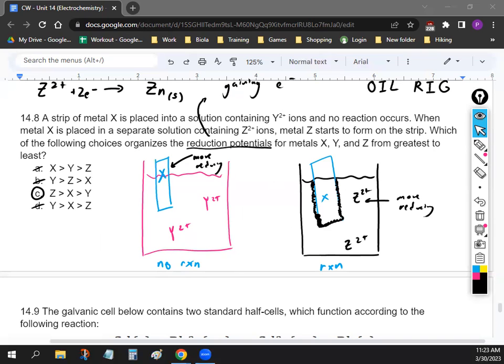So that's how we can look at problems that have reduction potential. And again, you'll need to be comfortable with this since the FRQ will be a galvanic cell problem, which we'll do next. But any questions? Easy peasy? Lemon squeezy. Alrighty, let's go on to 14.9.